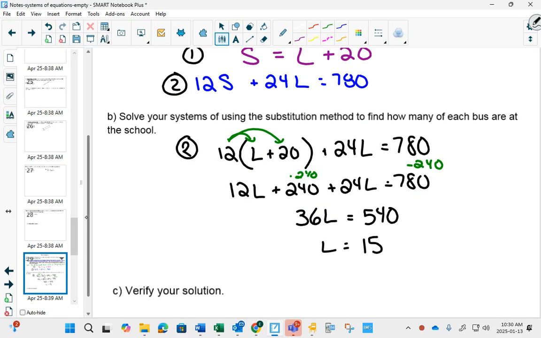We need to get our small buses too. I would definitely, between equation 1 and equation 2, do you see that substituting back into equation 1 looks a lot easier? Plug in 15 for L.